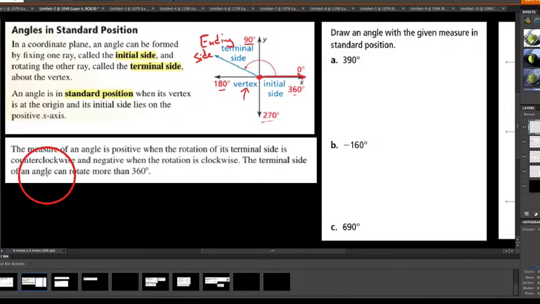An interesting thing about angles is this. When we rotate counterclockwise, we're dealing with a positive angle. So we'll interpret anything that is negative as rotating clockwise, or the other direction. So we say the terminal side of an angle can rotate more than 360 degrees.